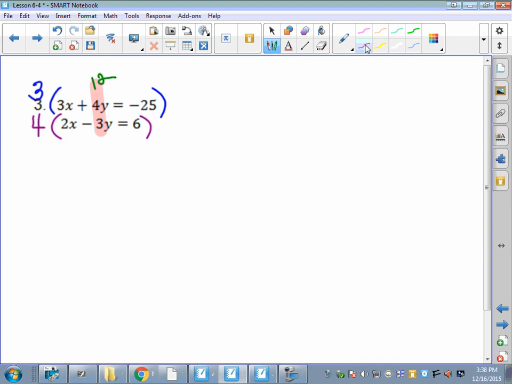So for the top equation, 3 times 3x is 9x. 3 times 4x is a positive 12y. I meant a y. And 3 times negative 25, don't forget that one, is a negative 75. If there's anything that I see people make goofs on, they forget to multiply the constant or the number over there by itself. Don't forget that part.